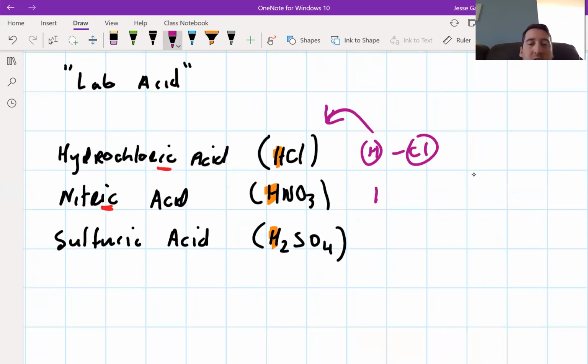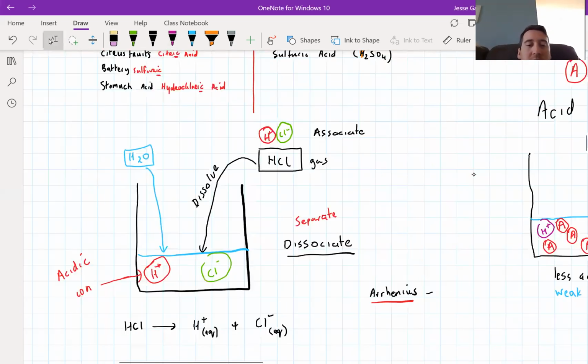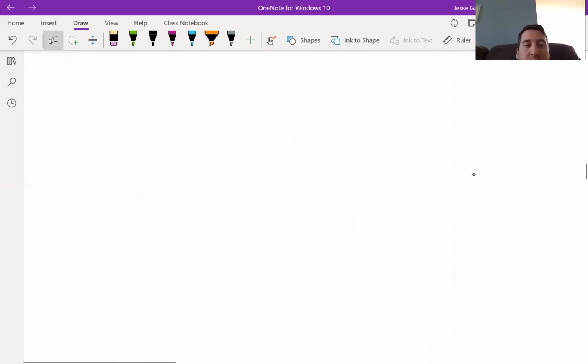This here is a H to an N to three O's. Again, the hydrogen can drop off. So you see what I mean? That's where the hydrogens are coming from. Acids always have hydrogen in them, and when they drop off, they're hydrogen ions.